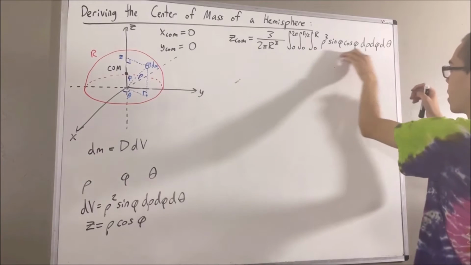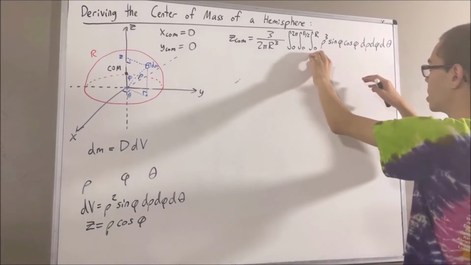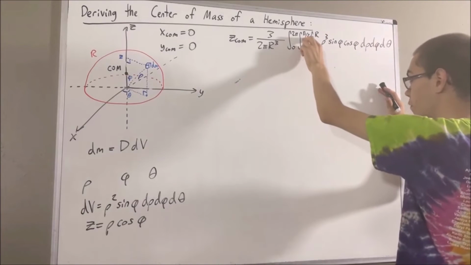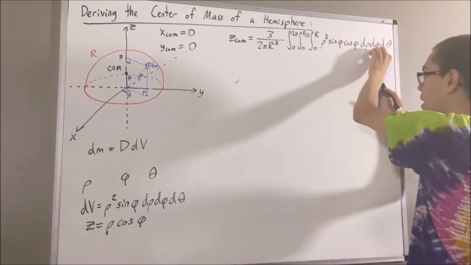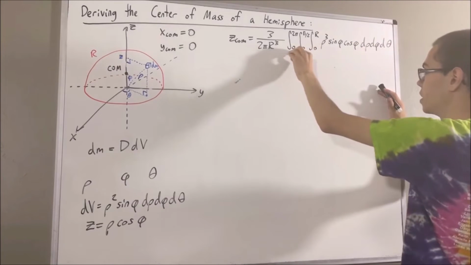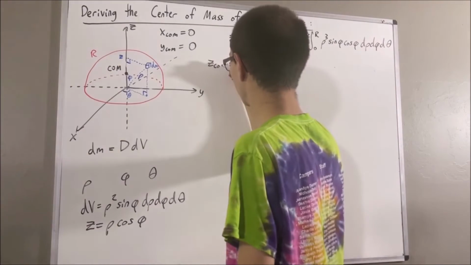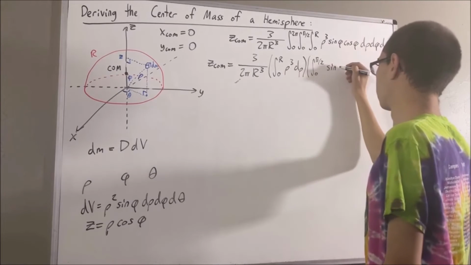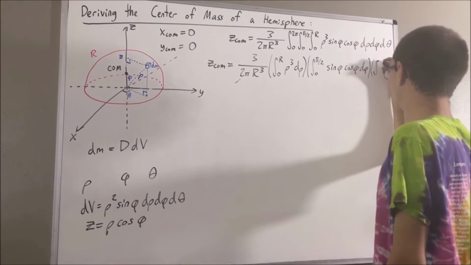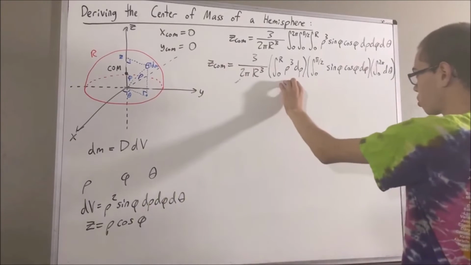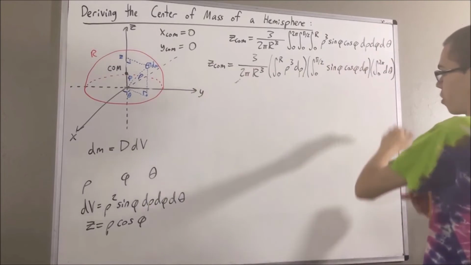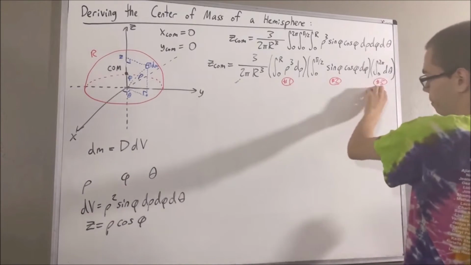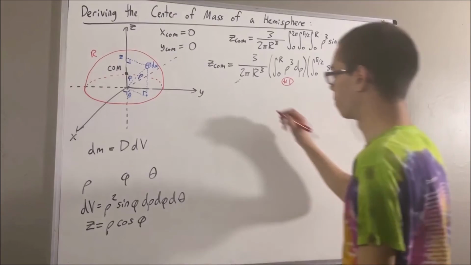Right? Really, this entire thing is just the integral from 0 to R of rho cubed d rho times the integral from 0 to pi over 2 of sine phi cosine phi d phi times the integral from 0 to 2 pi of d theta. I'll call this integral number 1, integral number 2, and integral number 3. And so now, let's evaluate these 3 integrals separately, starting with integral number 1.